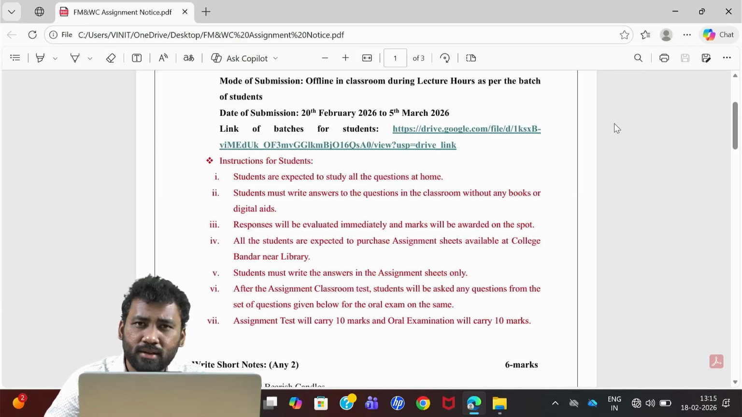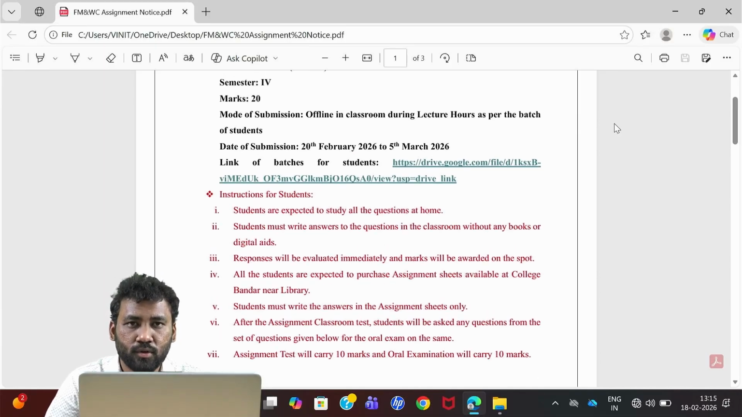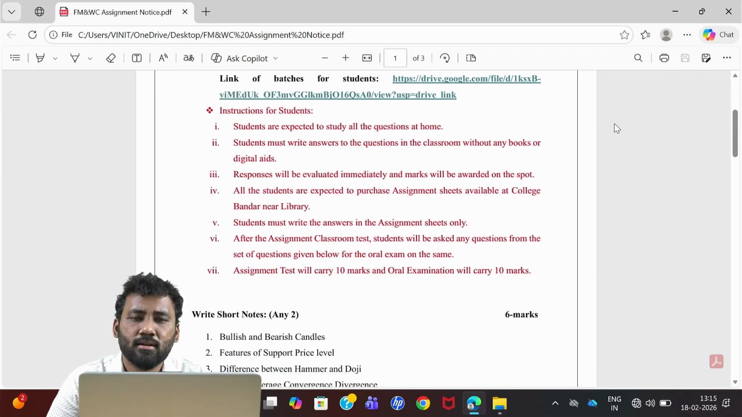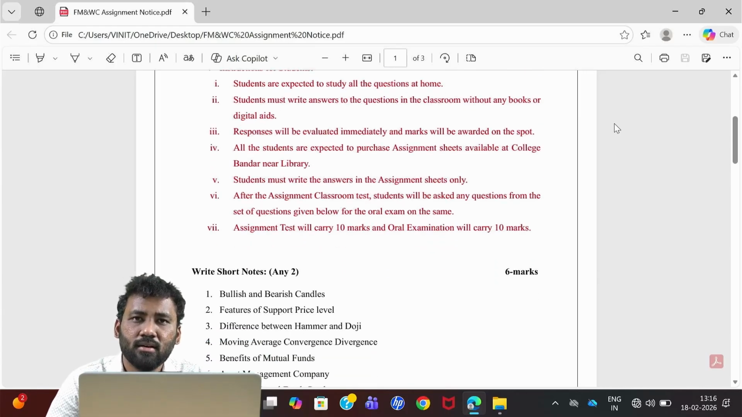It is a 2 credit course. The internal examination will consist of 20 marks and the external examination, that is the semester end examination, is of 30 marks. So for the internal examination, 10 marks will be provided specifically for the assignment test and 10 marks for the oral examination. Now, moving further, let's discuss the paper pattern for the internal examination. You will be asked broadly 2 questions. The first is write short notes and the second is case study based problems.